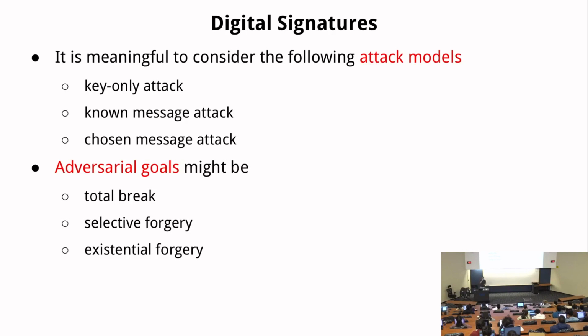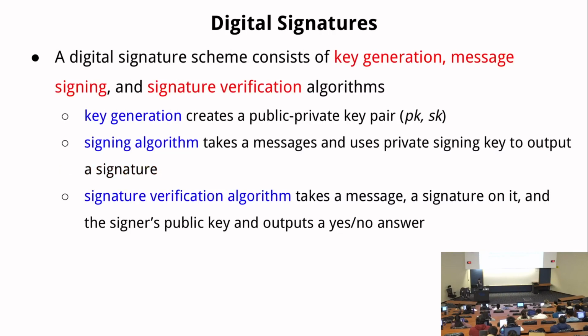Selective forgery means the attacker can generate a MAC or a signature or encryption on a message the attacker chooses. The attacker may not be able to choose all the messages, but some of the messages he chooses. Existential forgery means the attacker can generate a signature for a message he has no control over. The attacker gets a message in the communication channel and wants to generate a signature for that message. He cannot choose the content of the message. Okay, so those are different attack models.